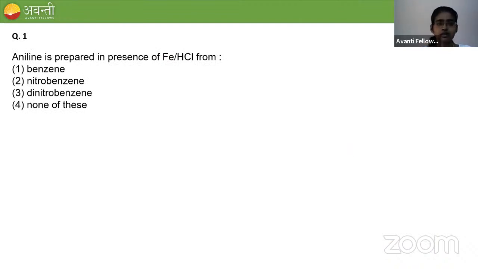So the first question for today's session is, aniline is prepared in presence of Fe and HCl from. So what is aniline? What is the formula for aniline? So it is C6H5NH2, right? So C6H5NH2. So this aniline is prepared from which compound using this Fe and HCl they are asking. So what is the thing? You might have studied this. So reduction, these are the reducing agents. Reduction of nitrobenzene leads to aniline.